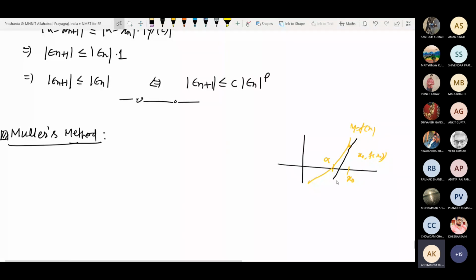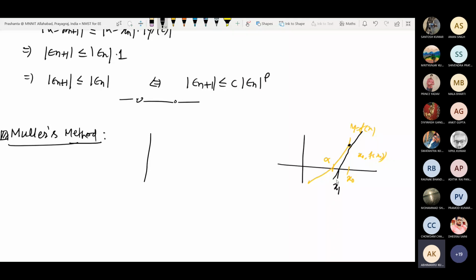So this is our next approximate root, x1. What we do is approximate the curve near the root by a straight line. The tangent is a straight line. So in the Newton-Raphson method, we are approximating the curve near the root by a straight line. Same thing we do in the regular Falsi method and the secant method.